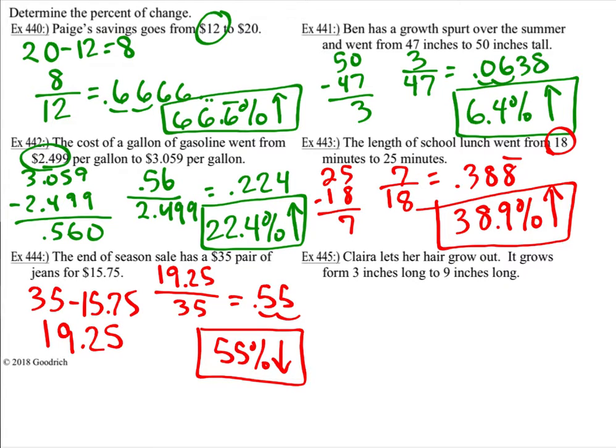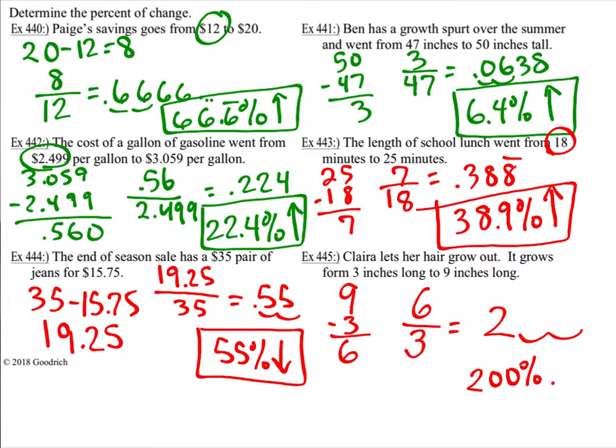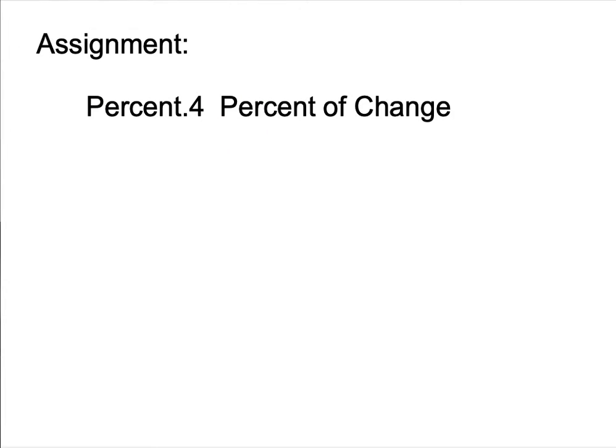Example 445. Claire lets her hair grow out. It grows from 3 inches to 9 inches long. Well, first, that is 6 inches of growth. We need to take that 6 inches of growth and compare it to the original. We get 6 divided by 3 is 2. Move the decimal twice. This is a 200% increase. It increased by more than 100%. Which actually, a 200% increase, you should notice, means that it tripled. It was the original amount plus 2 times the amount, which would get you up to 3 times the amount.